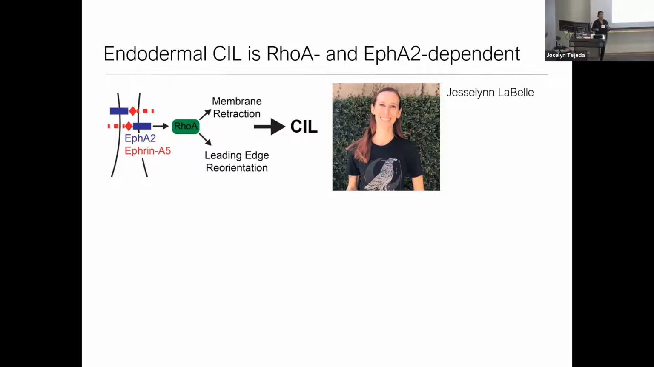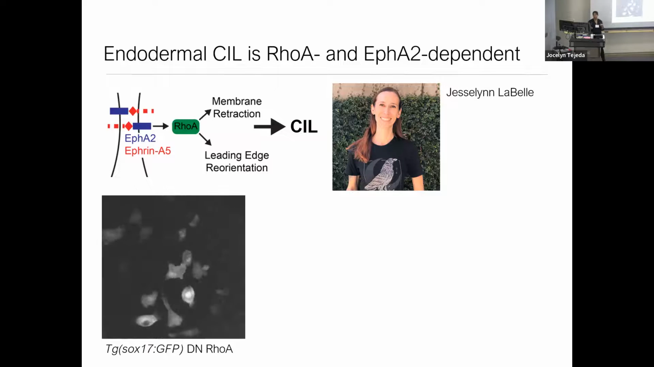But briefly, what we think is happening in these cells is that they are using a cell surface receptor called FA2 to recognize that they've hit another cell. This is a contact-dependent cell surface receptor. We think this signal is transduced to the Rho GTPase RhoA, which then coordinates these responses of both membrane retraction and leading edge reorientation. So by manipulating the activity of RhoA or the receptor FA2, we can turn CIL responses on and off.